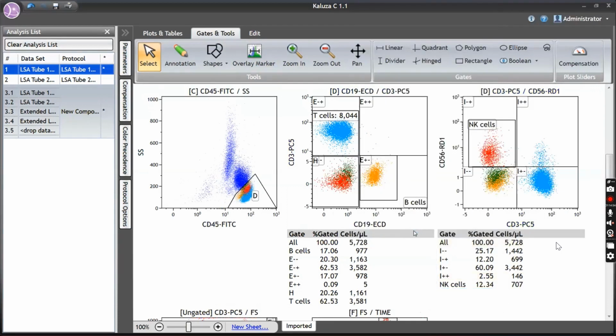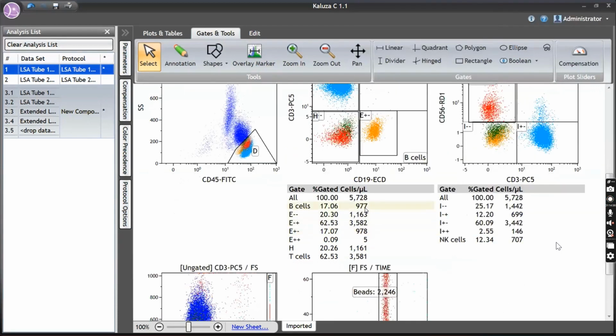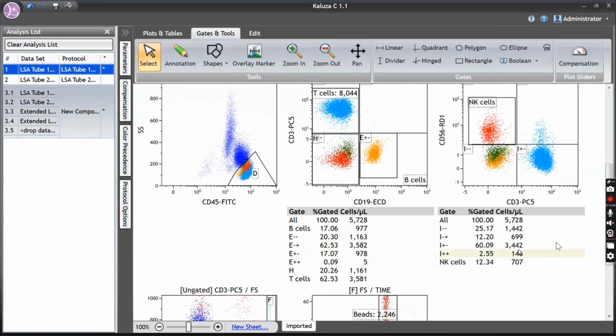Now you find your B cell count is 977 cells per microliter, T cell count is 3,581 cells per microliter, and NK cell count is 707 cells per microliter, which is fairly normal. I should not say that without an age-matched reference, but still I know this case, so it is normal. So that's how you need to do.